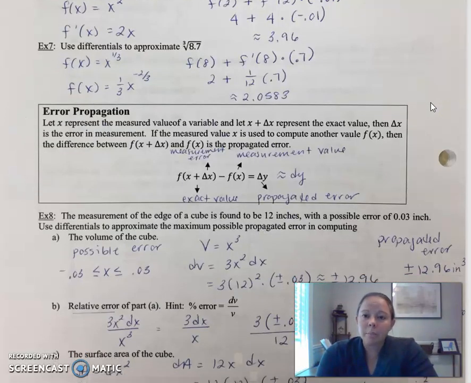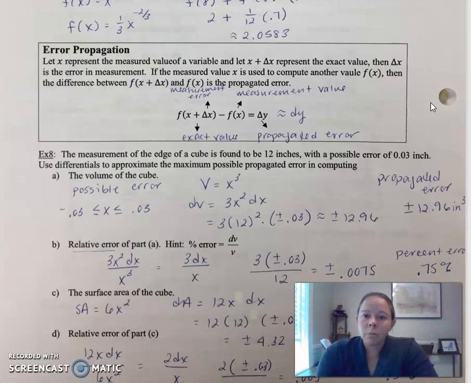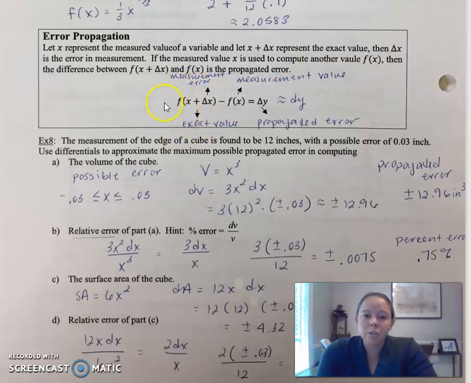And then here's another application: error propagation. Let x be the measured value of a variable and let x plus the change in x represent the exact value. Then the change in x is the error in measurement. If the measured value x is used to compute another value, f of x, then the difference between these two is the propagated error. I labeled what's going on here. This is your exact value, your measurement error, this is your measurement value, and this is your propagated error.